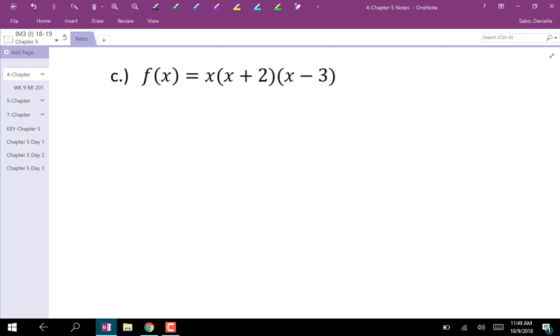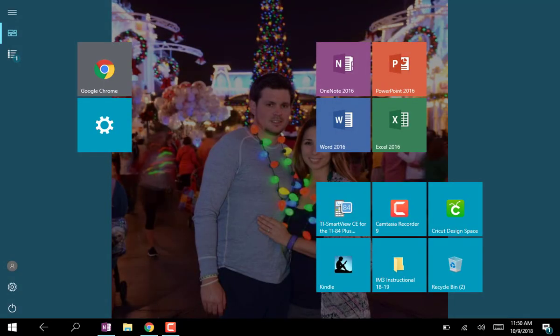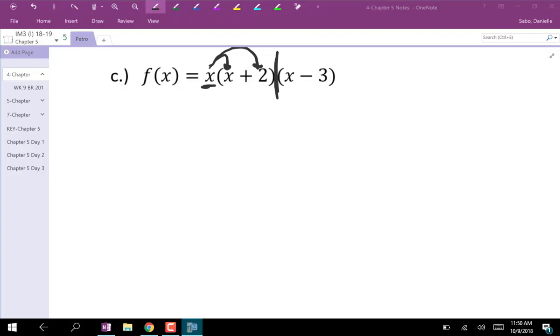Take your time. Remember, when you take this x, you distribute him to these two only. You do not distribute to this guy. He's kind of off to the side for a second. So that's your first step right there. Work together, work alone, whatever helps you. First, outer, inner, last. Do your first term, your outer term, your inner term, your last.